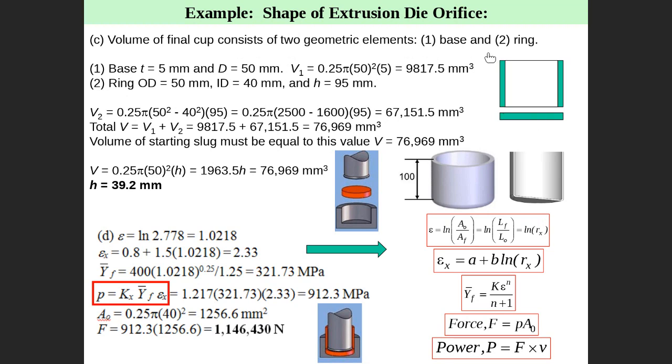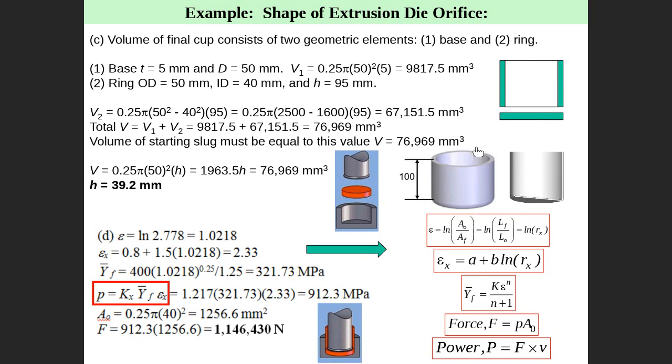Why do we cut? To make it simple, so the area can be calculated. So this is the base and this is the hollow ring, right? The base here, he told me, is 5 millimeter. Then this one is 95, because 100 is the total. This one 5, this one 95. The bigger diameter is 50 millimeter. Outer diameter is 50 millimeter. Inner diameter is 40 millimeter.